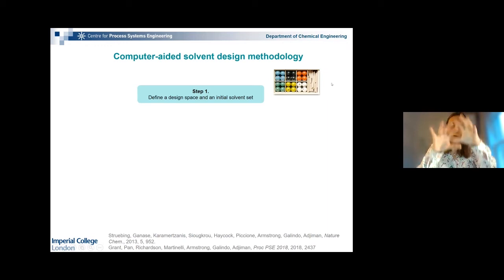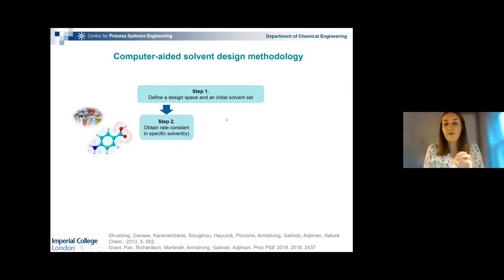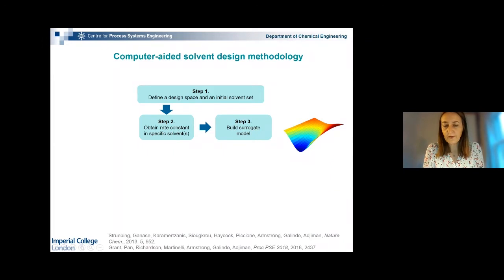So we have our initial space of possible solvents, and we select a few of these, perhaps 6 to 10 solvents, and we either do some quantum mechanical calculations or some experiments in those few solvents, and we obtain the rate constant for those solvents. We then use that to build a surrogate model that is a simplified model, much faster to evaluate than experiments or quantum mechanics, but that gives us the ability to predict what will happen in other solvents. And this is what we embed in our design problem.